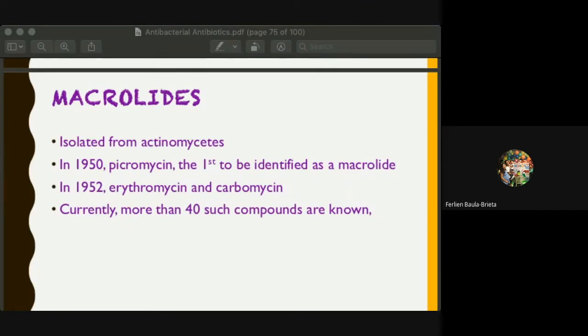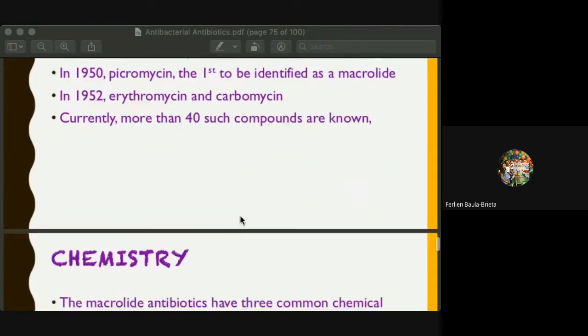So macrolides are also antibacterials that are derived from actinomycetes. That's why they are also called antibacterial antibiotics. So in 1950, picromycin was the first to be identified as a macrolide, followed by our famous, until right now, erythromycin. And we have carbomycin. So currently, we have more than 40 compounds that are known.